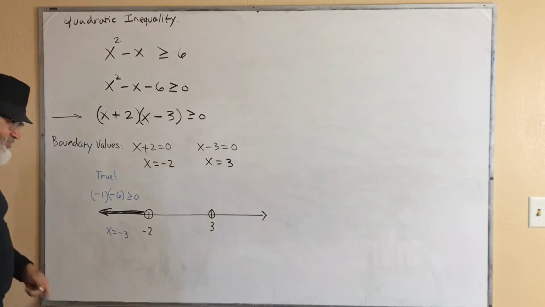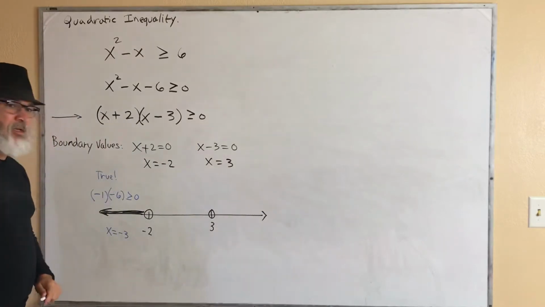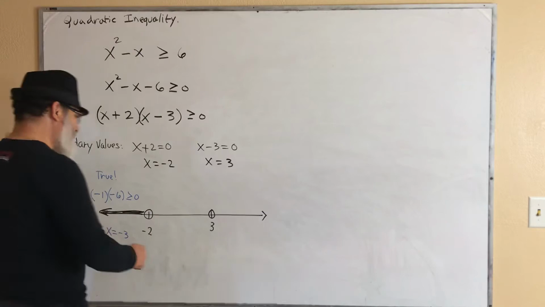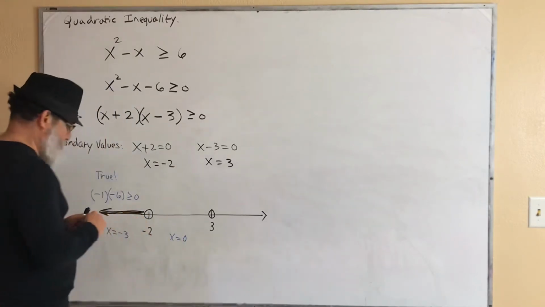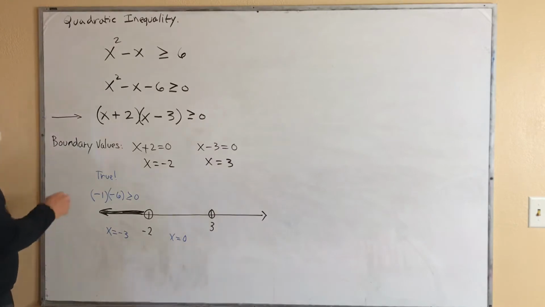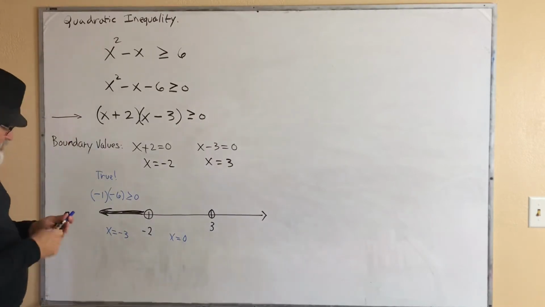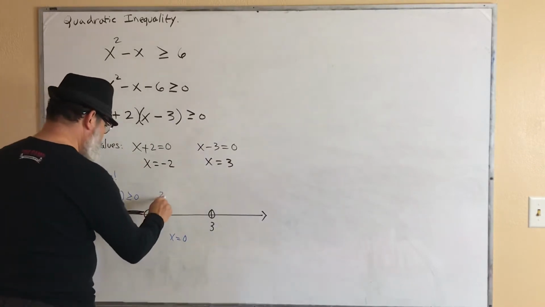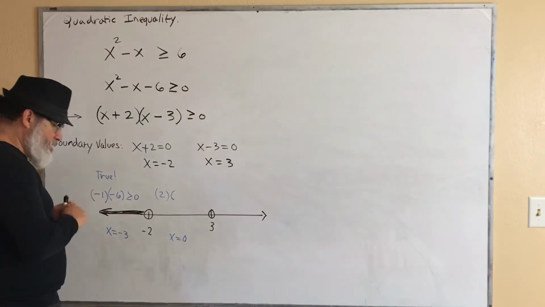Go to the next region. What is a value between negative 2 and 3? 0. So try x equals 0. Plug it into the factored inequality. What's 0 plus 2? 2. What's 0 minus 3? Minus 3.